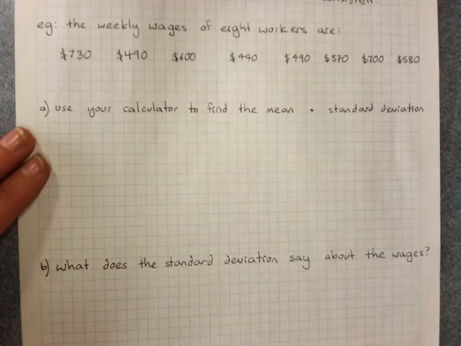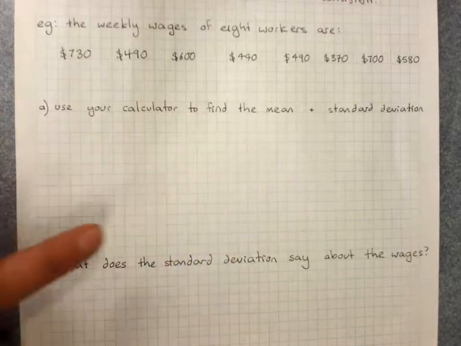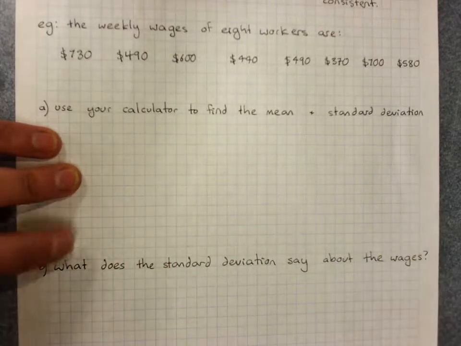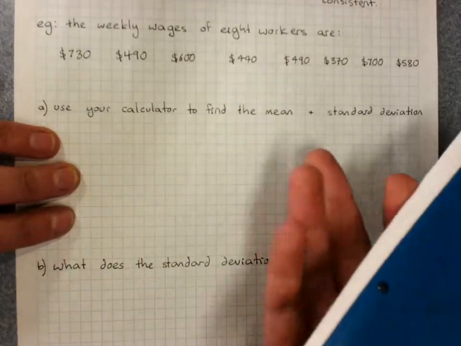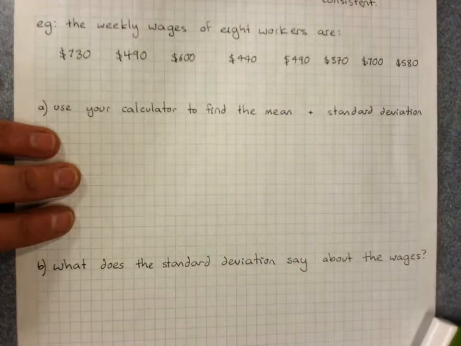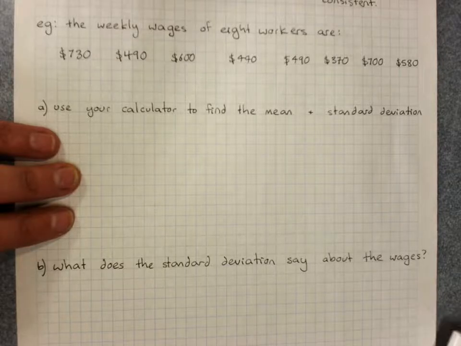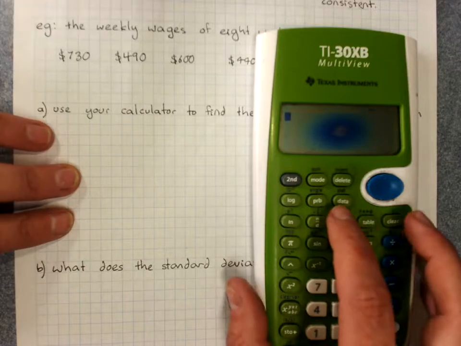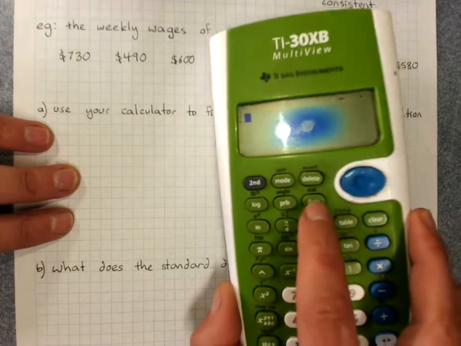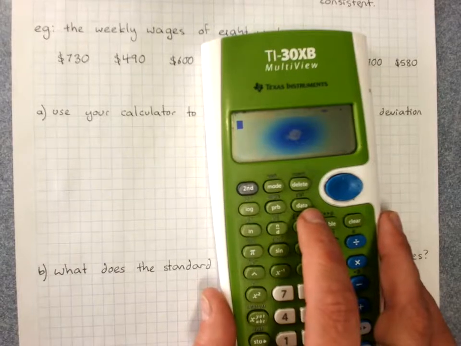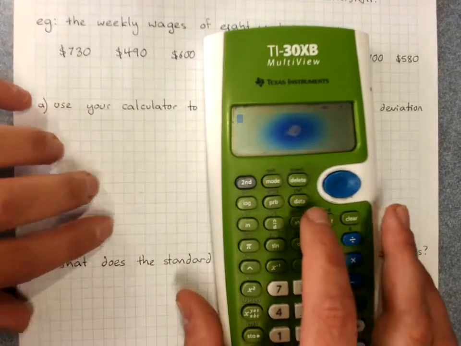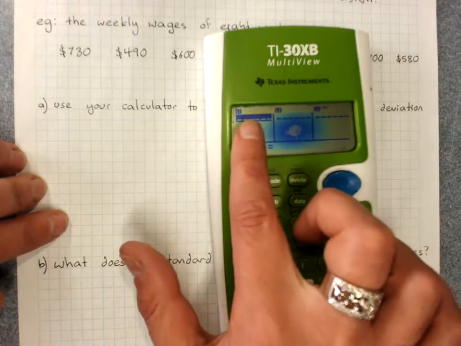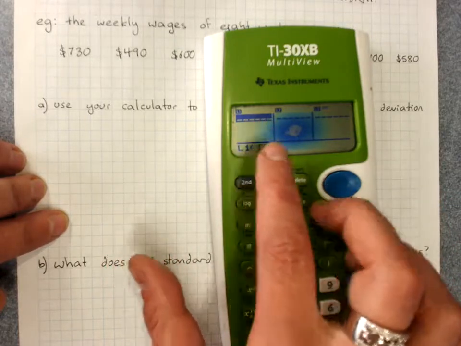So the weekly wages of 8 workers are listed here. And your calculator in statistics mode will find the average, which is the mean, and the standard deviation, and it will tell you the number of scores and a bunch of useful things like that. So we're using the two things on the calculator, stat and data. If we go to data and enter all our data in L1.